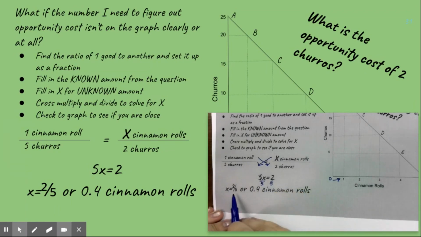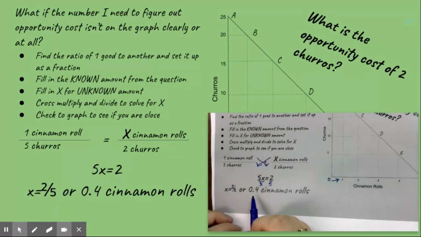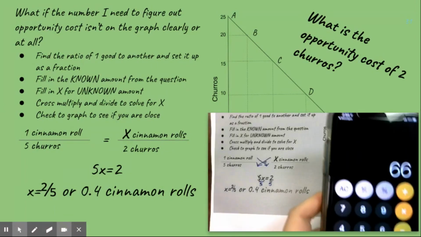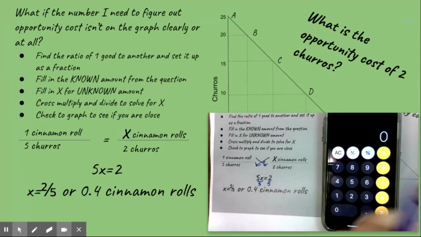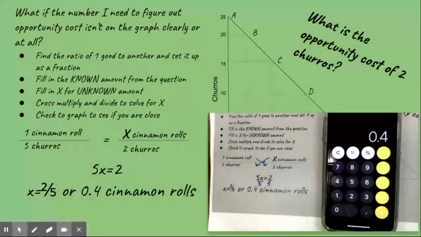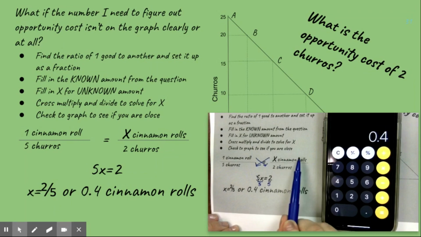You can leave it as a fraction, or you could pop it into your calculator and make it a decimal. Just a quick review. I know you know this. Y'all are smart. I'm going to use my phone as a calculator. In class, we don't use our phones, but on NTI, I completely understand. So I'm going to take 2 divided by 5, because that's my fraction, 0.4. And we always label. We were looking for cinnamon rolls, so 0.4 cinnamon rolls.